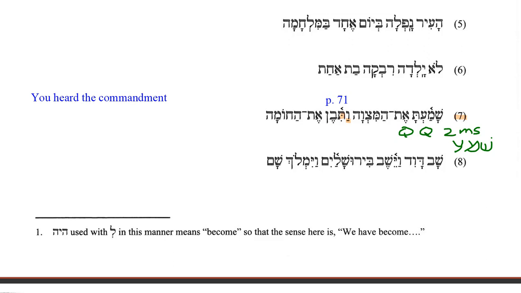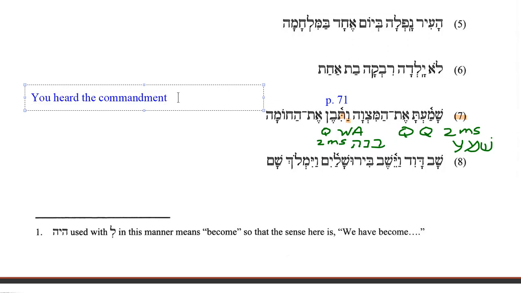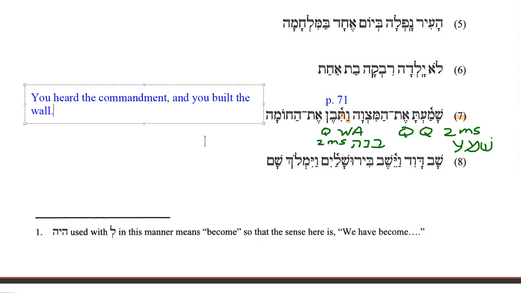So let's go ahead and parse that. We're going to have a cal Yiqtol, abbreviate that WA, and then that will be second masculine singular, and our root is going to be bana. So Yiqtol would be past tense, particularly when it comes after a past tense. So you heard the commandment, and you built hahoma. You built the wall. You heard the commandment and you built the wall. Et again is your direct object marker for the direct object hahoma, the wall.